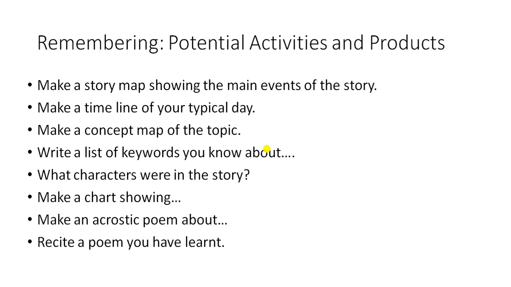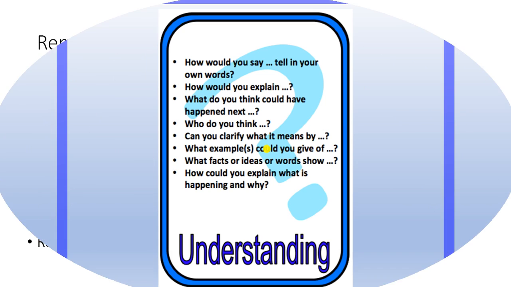Make a concept map of the topic. Write a list of keywords you know about. What characters were in the story. Make a chart showing. Make an acrostic poem about. Recite a poem you have learned. So these are some extra activities which we can ask the students to do.